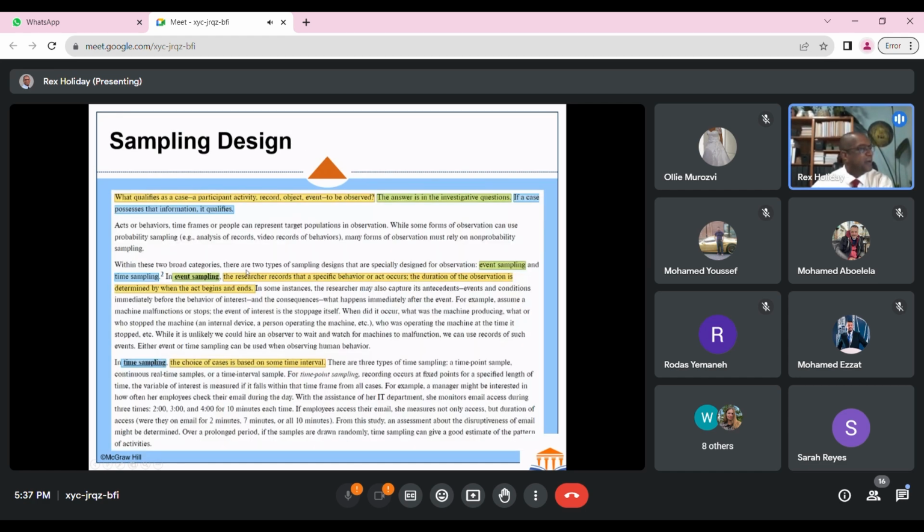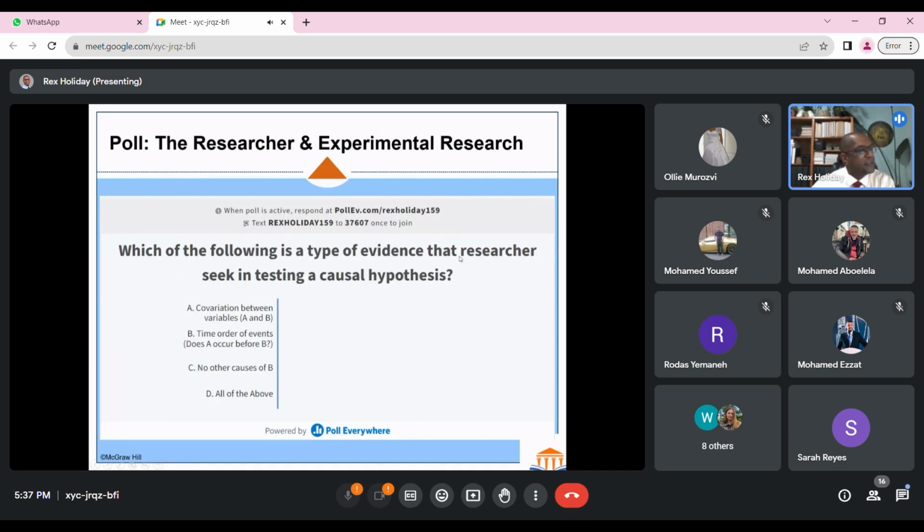All right. Which of the following is the type of evidence that a researcher seeks in testing a causal hypothesis? A, the covariation between variables A and B? B, time order of events, does A occur before B? C, no other causes of B? Or D, all of the above? Yeah, it's all of the above.